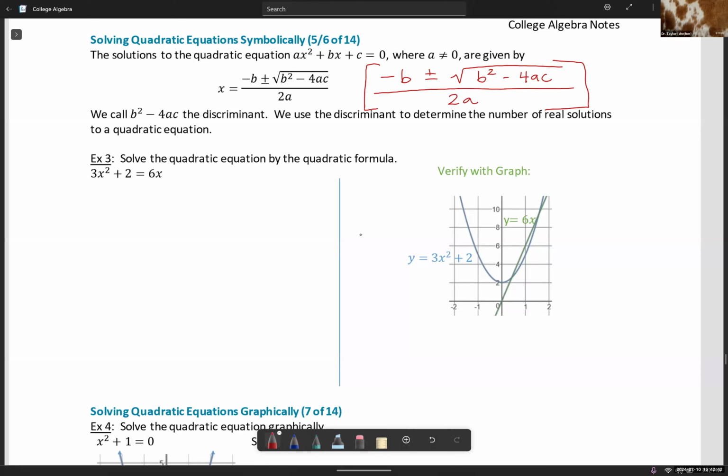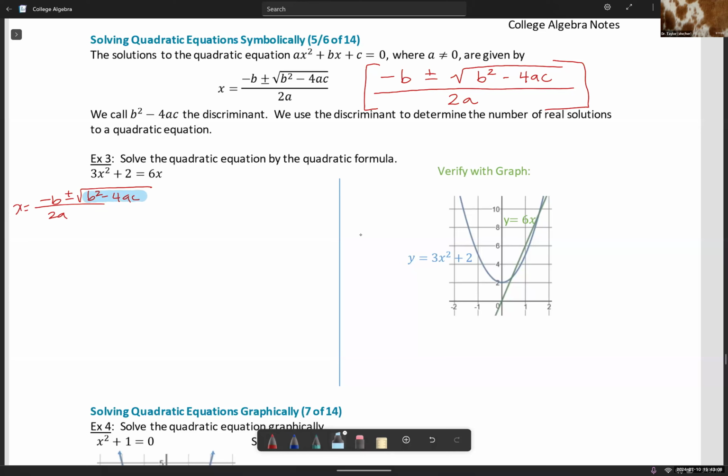Okay. Now, there's a part of the quadratic formula that's super helpful. There's actually 2 parts. -b over 2a. You all should remember that. That's the x value of the vertex. The square root part, that's called the discriminant.